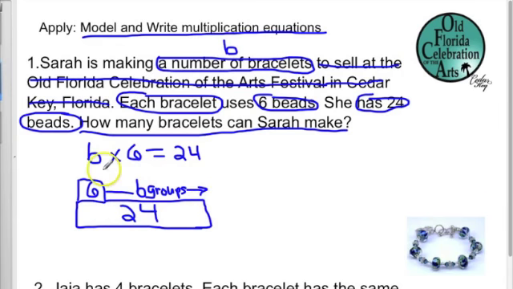Okay, this shows my equation, B times 6 equals 24. This shows my model, B groups, so it's unknown groups, times 6 is 24.